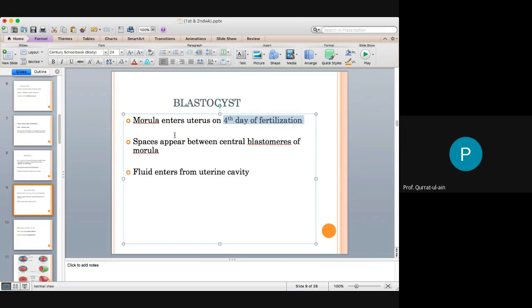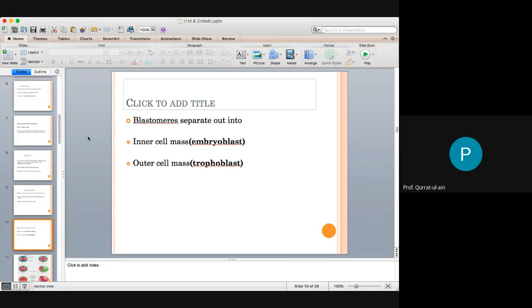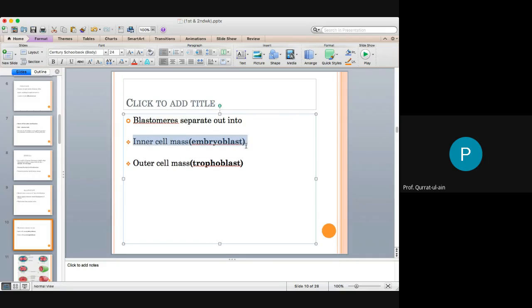The spaces that appear within this morula lead to the formation of a cavity, and the blastocyst is being formed. Now in this blastocyst, the cells are the same blastomeres, and they are grouping into two groups: the outer cell mass known as trophoblast, and the inner cell mass known as the embryoblast.